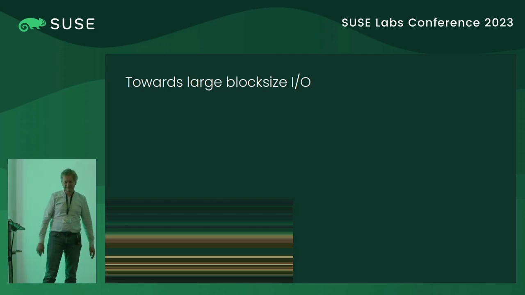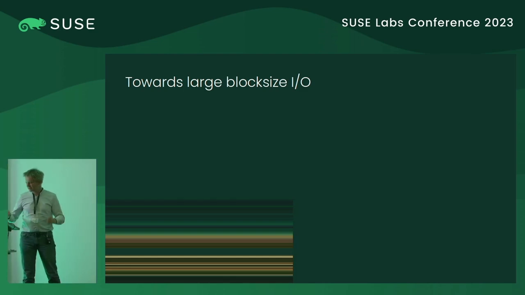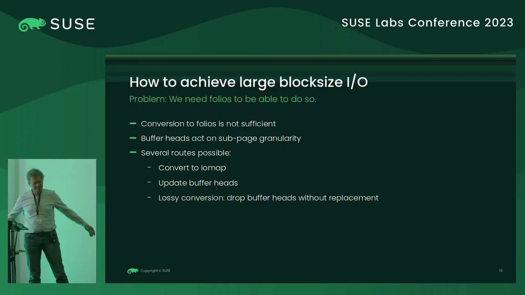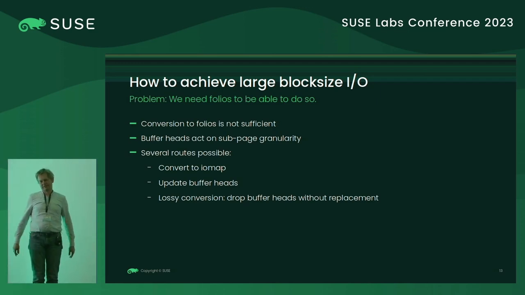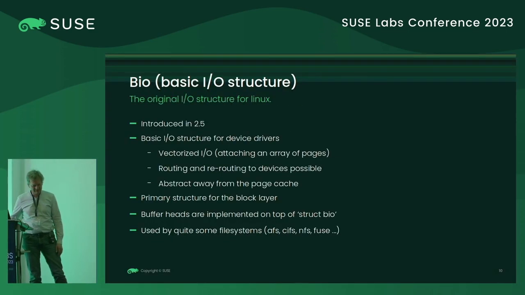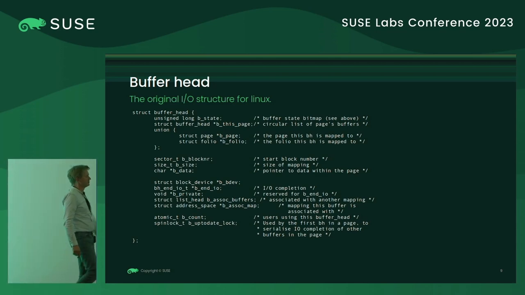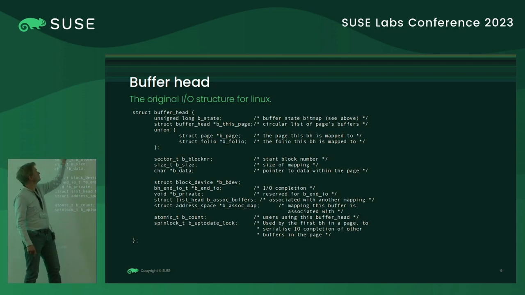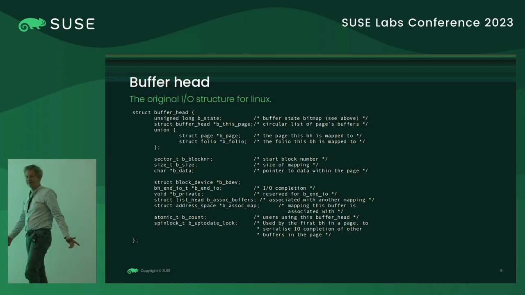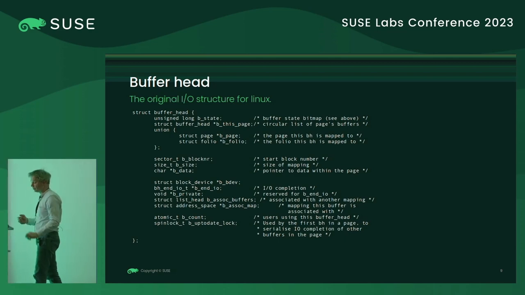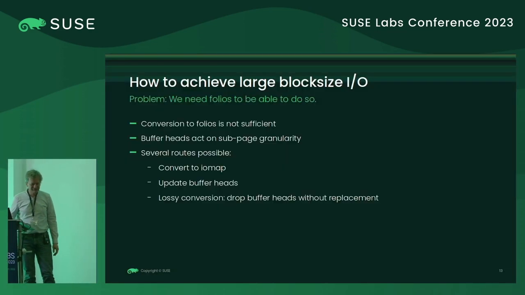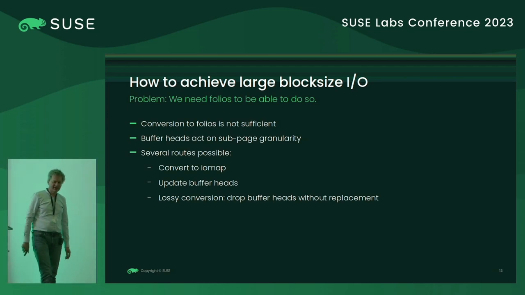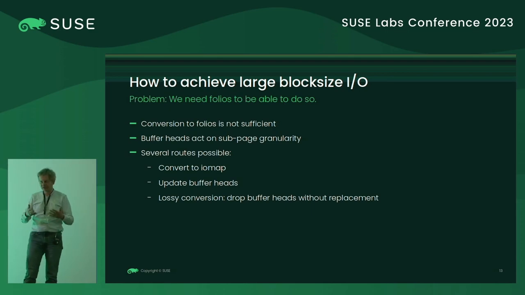So what is it actually which we need to do to get to large I/O blocks? Right. So as I said, we actually do need folios, because that's the only way we can reference more than one page. But that is actually not sufficient, because if you look closely here, it's a folio, and it's actually a union. So it wouldn't matter, even for buffer heads, whether it's a folio or a page. Unfortunately, it does matter, because the buffer heads act on sub-page granularity, because they are referencing a block, which is 8 times less than a page.